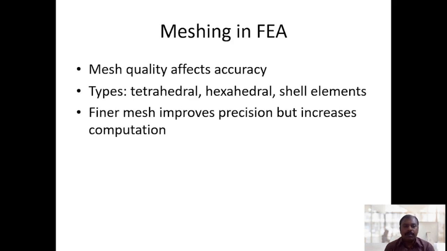Meshing in finite element analysis. Mesh quality affects accuracy. If the mesh size is very small, then it will have greater accuracy. There are some types of meshing: one is called tetrahedral, another is hexahedral, and another is shell elements. A finer mesh improves the precision but increases the computation. Even though the computation is increased, the accuracy of the result is very good for finer meshes.